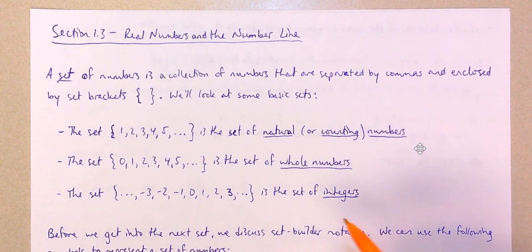Now we have the set of integers, which is 0, 1, 2, 3, 4, 5, so on and so forth, but also has the negative numbers, -1, -2, -3, -4, so on and so forth going down. That is the set of integers there.